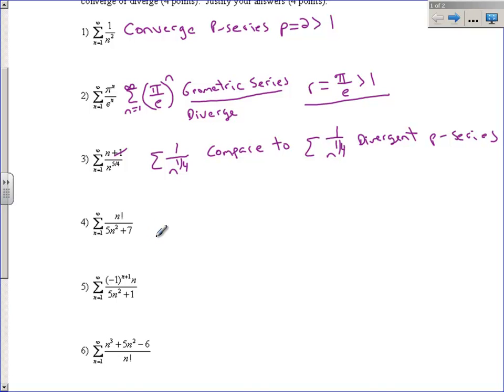Okay, we are back up and running here. And so we just did question number 3, and we compared that to a divergent p-series. So we're going to say this is divergent, and we're going to say comparison test.